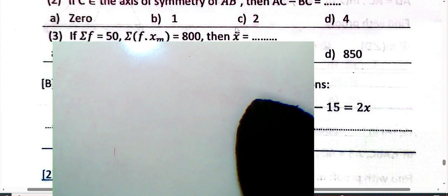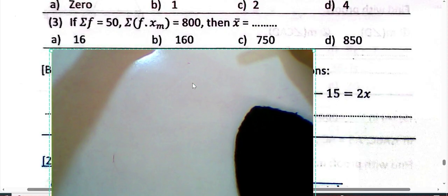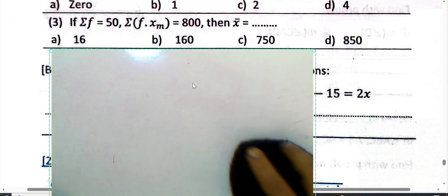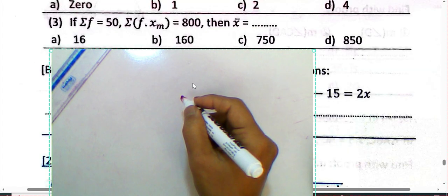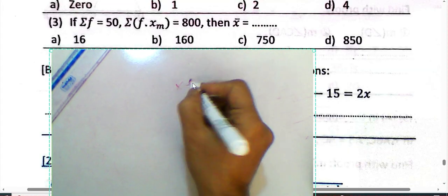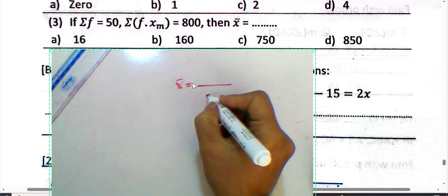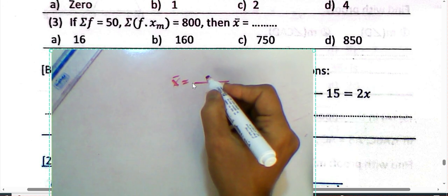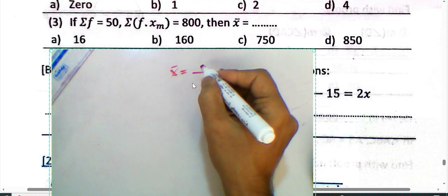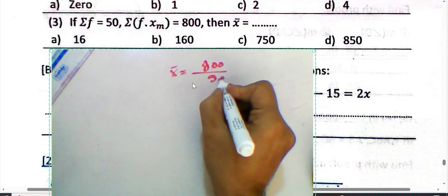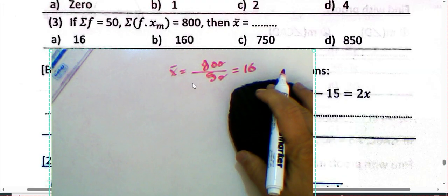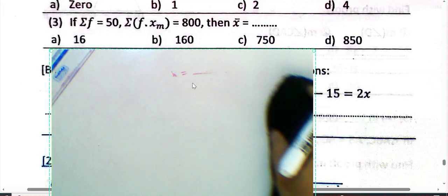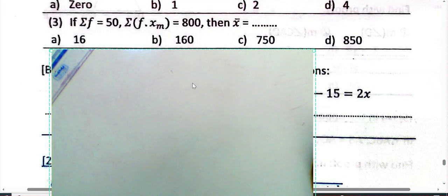Next question, number 2. We want to find x bar by divided summation of frequency produced by center of seats divided by the sum of all frequencies. And x bar, we can divide it to numbers 800 by 50. Cancel, and 80 divided by 50 is 16. The answer will be letter A. Next question.